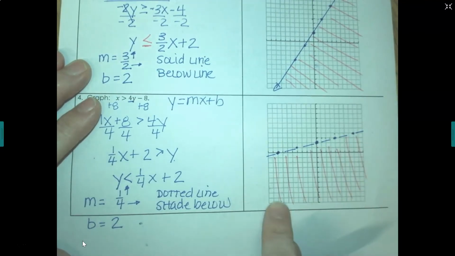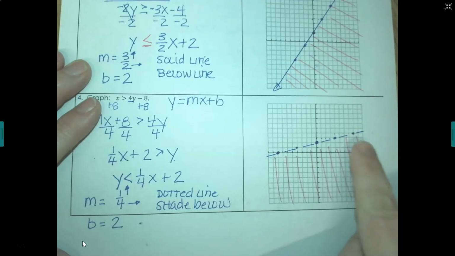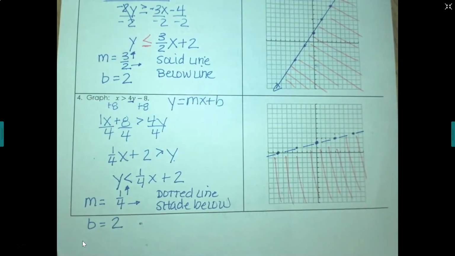So any point in the shaded area makes the inequality true, but not any of the points that are on the line.